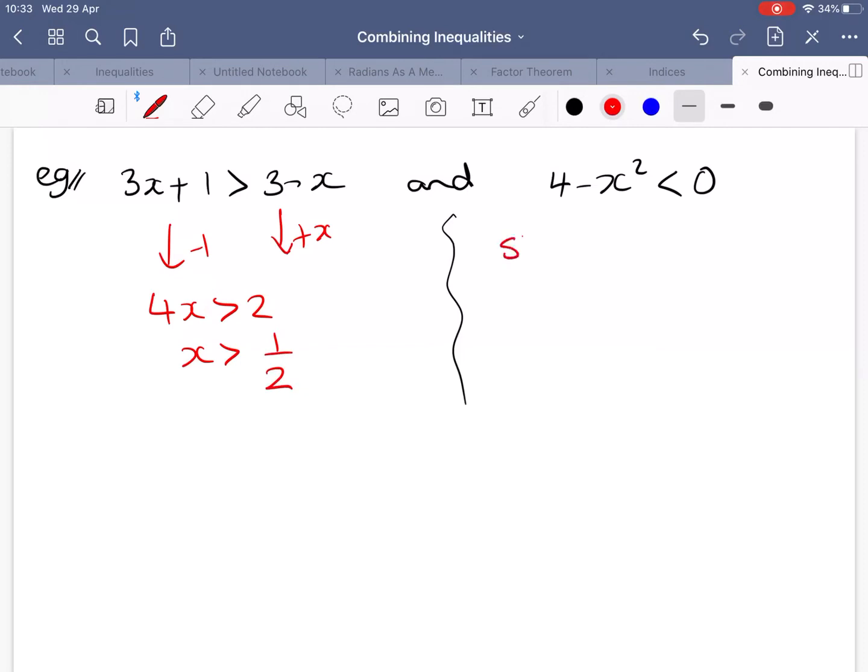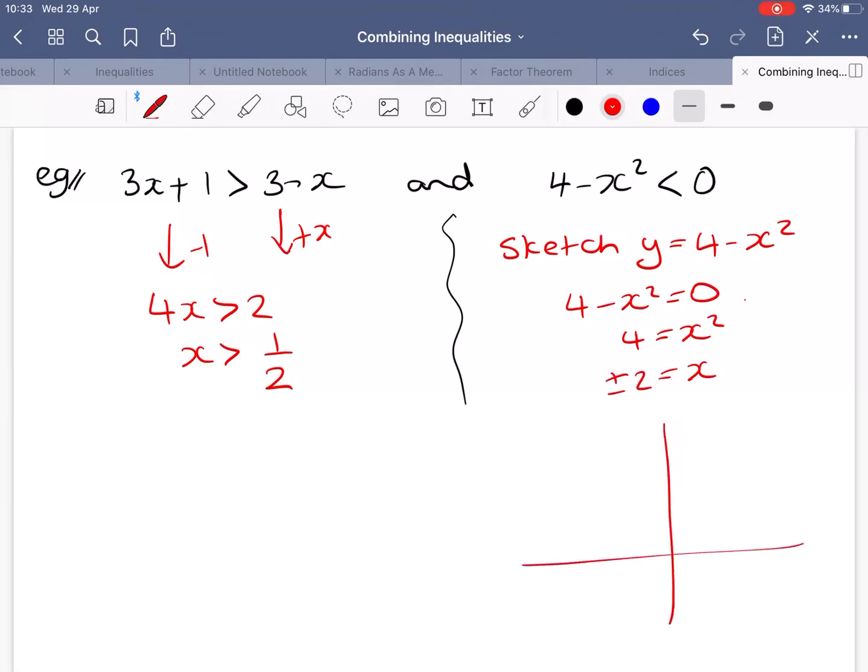Right, so the quadratic, what have we got to do? We've got to sketch y equals 4 minus x squared. To sketch it, we need to work out where it crosses the x-axis. So on the x-axis, y equals 0, so 4 minus x squared equals 0. 4 is equal to x squared, so x is the square root of 4, which is plus or minus 2. So that's where it crosses the x-axis, minus 2 and plus 2.